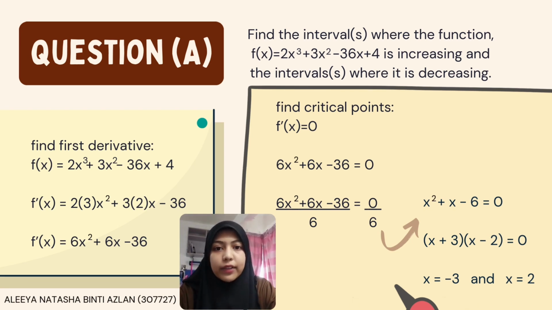Then we need to find the critical points, where we set the first derivative equal to 0. So the equation will be 6x squared plus 6x minus 36 equals 0. We divide the whole equation by 6 and we get x squared plus x minus 6 equals 0. Then we calculate and we get x equals negative 3 and x equals 2.